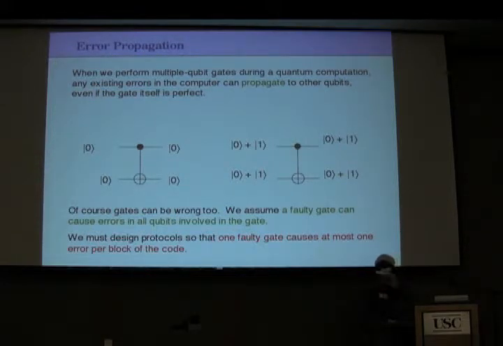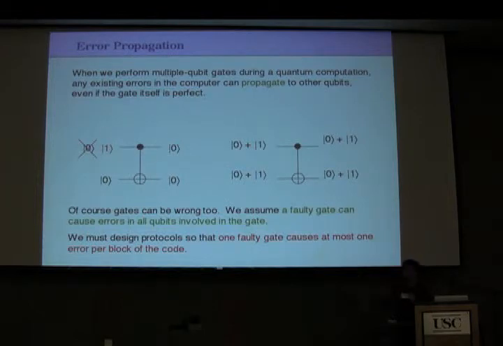Because errors, even if the gates are perfect, once we have an error, the error doesn't stay put. It'll move around in the code according to how we do gates. So for instance, imagine this case. Suppose we have a controlled NOT gate between 2 qubits. And they're supposed to both be 0. Well, of course, if we do the controlled NOT, they both come out 0. But suppose there's been a bit flip error.